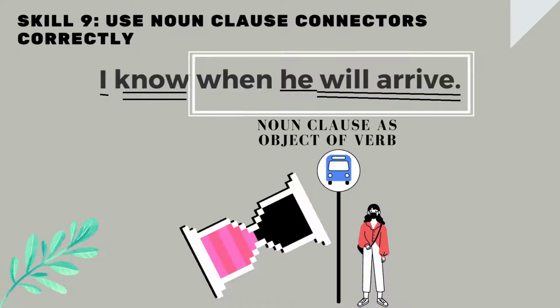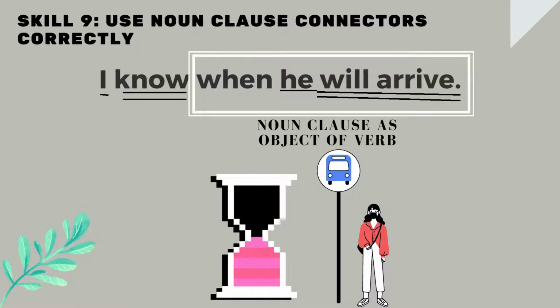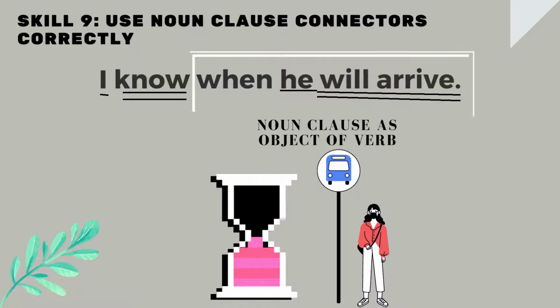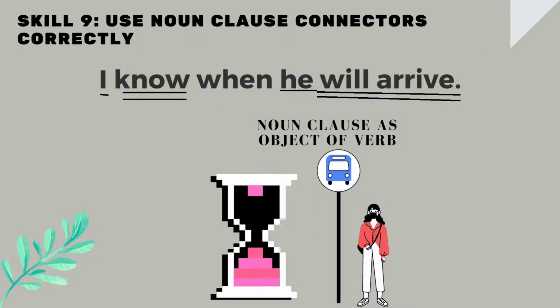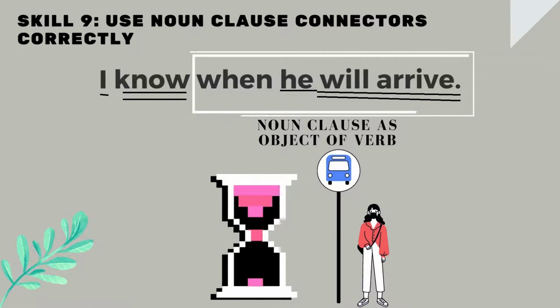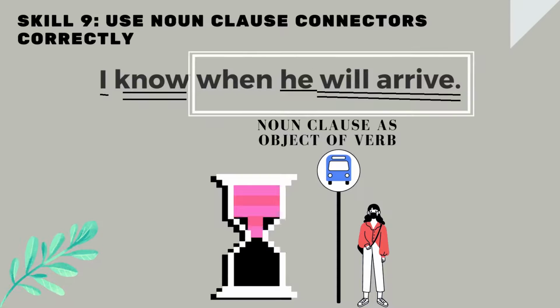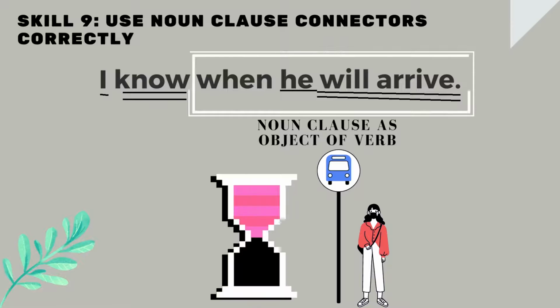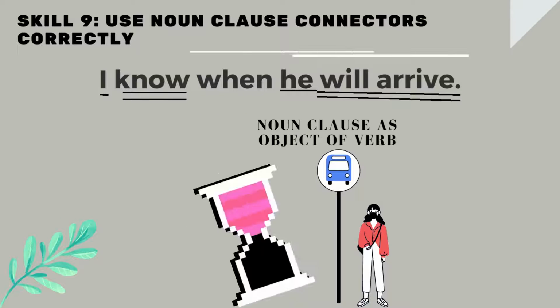In the example, there are two clauses: I know and we will arrive. These two clauses are joined with the connector when. When we change the clause we will arrive into a noun clause, its function is the object of the verb know.